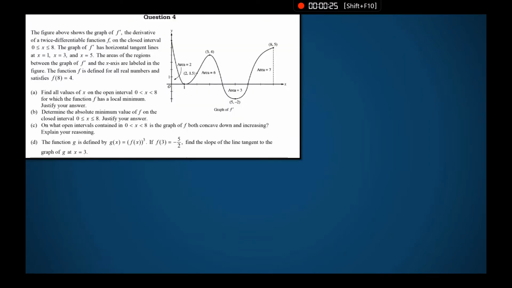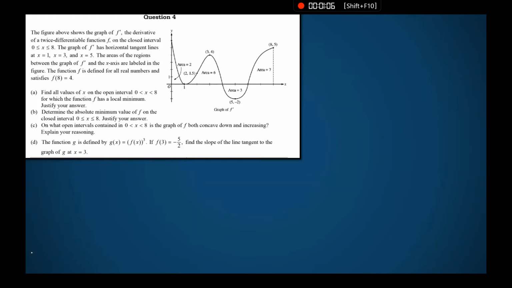So starting out, we've got this graph of the derivative. Again, be careful. Before you start any of these, because it's possible to get everything wrong, make sure that we check the labels first. So this is not the graph of f, this is the graph of f prime. Okay, so we've got the graph of f prime, the derivative of a twice differentiable function from 0 to 8. The graph of f prime has horizontal tangent lines at 1, 3, and 5. The areas of the regions between f prime and the x-axis are labeled in the figures. And the function is defined for all real numbers and satisfies f of 8 equals 4.